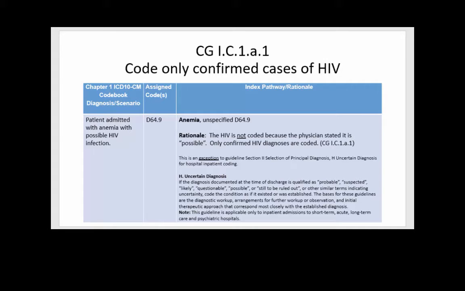Later on in this podcast, we'll hear about Zika. The Zika virus infection is an exception. If the physician says, I suspect Zika virus infection, you do not code it. You must code only confirmed. But we're getting ahead of ourselves. We'll go back and look at that a little bit later. There's some other diagnoses that this is the case as well, and we'll be touching base on those as we move through the guidelines for other chapters.